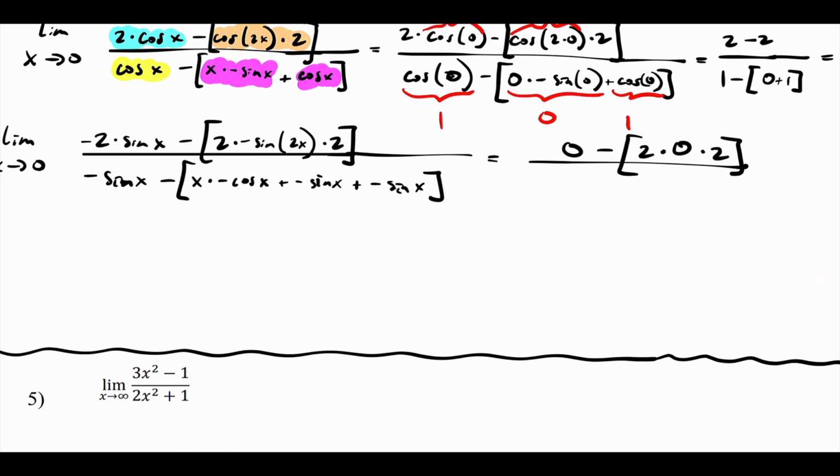Let's look at the bottom. Negative sine of x, put in 0, you get 0 still. So we get 0. 0 times cosine of x is 1. So we're going to get 0 times negative 1. And then we're going to get 0 here and 0 here, right?